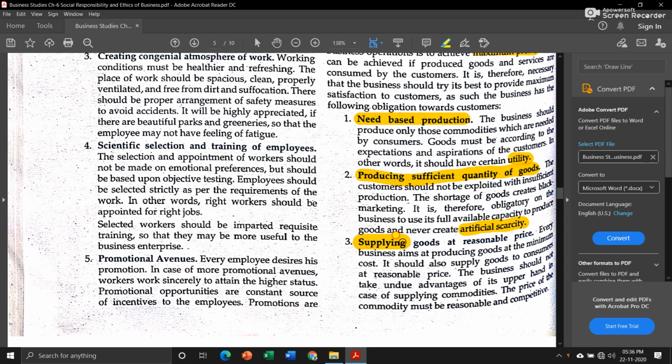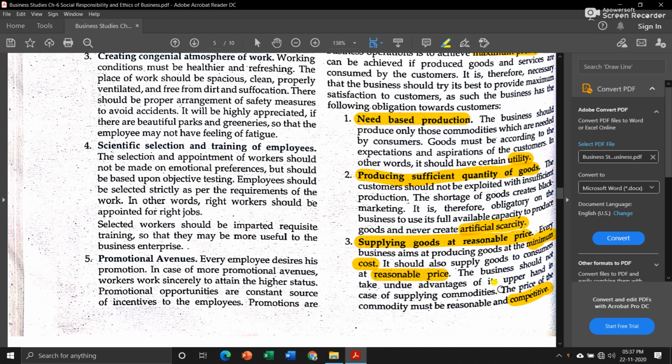Then third is supplying goods at a reasonable price. Every business aims at producing goods at the minimum cost, meaning they try to produce any good with fewer expenses, but that doesn't mean that they can charge any amount from the customer. It should also supply goods to the consumer at a reasonable price. The business should not take undue advantage of its upper hand in supplying commodities. The price of the commodity must be reasonable and competitive.